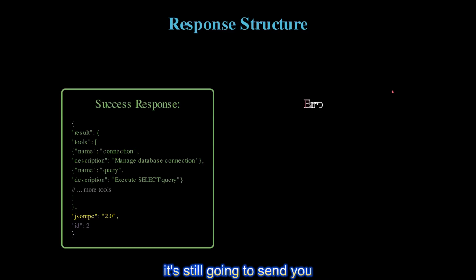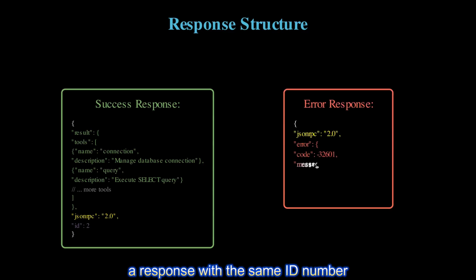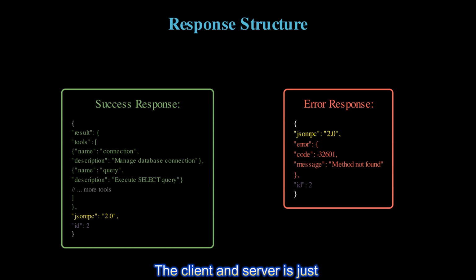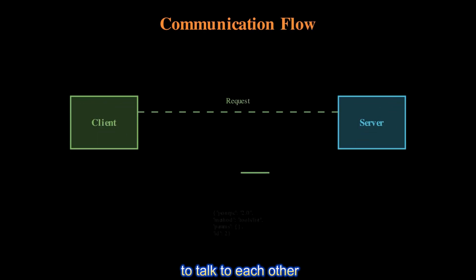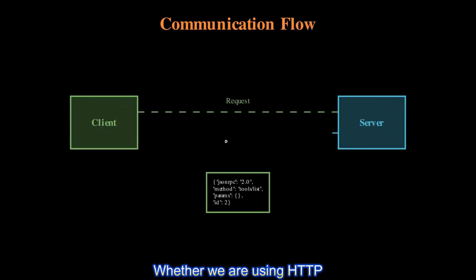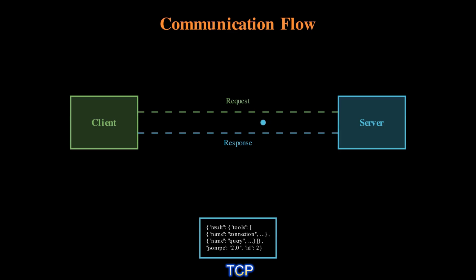If it failed, it's still going to send you a response with the same ID number and also with an error code, which is a minus number. The client and server are just using JSON RPC, this protocol, to talk to each other. Whether we are using HTTP, TCP, or WebSocket, they just work in the same way, and it's very flexible and very efficient.